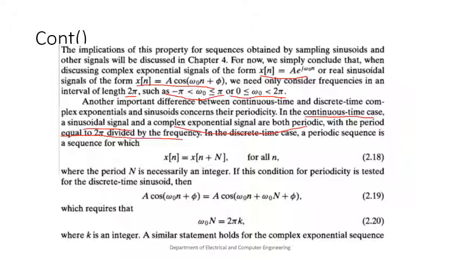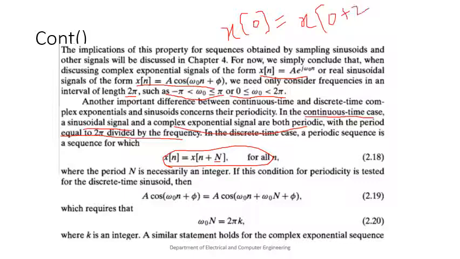In discrete time, a periodic sequence must hold the condition that x of n is equal to x of n plus N, where N is the period. For example, if the period of a signal is 2, then the sample value x of 0 should be equal to x of 2. This statement must hold, likewise for a normal sequence and for a sinusoidal sequence.